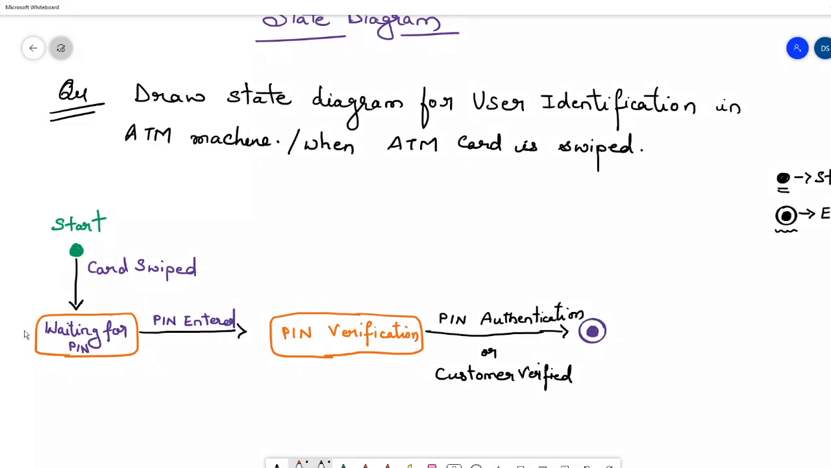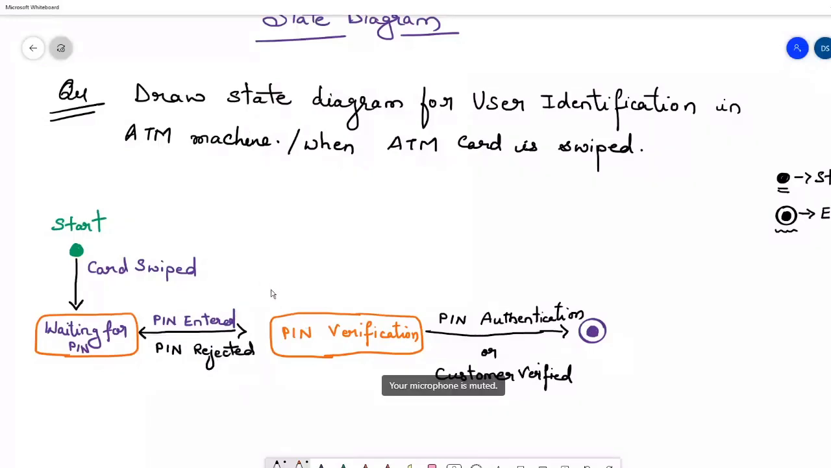Okay, now in this, one more thing can happen when the card is swiped. The machine is waiting for the pin, and then the pin is entered. Pin verification. If the entered pin is correct, you are being authenticated. The customer is verified. If the entered pin is not correct during the verification, it would be a different direction, and the event would be pin rejected. Okay, so this is a simple state diagram.